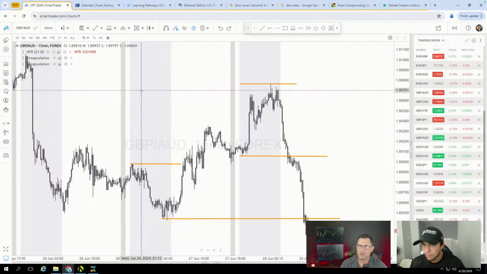There is manipulation in every candle. There is distribution in every candle. All right. So what you have to understand is accumulation, manipulation, and distribution. What does that mean for the smart money?